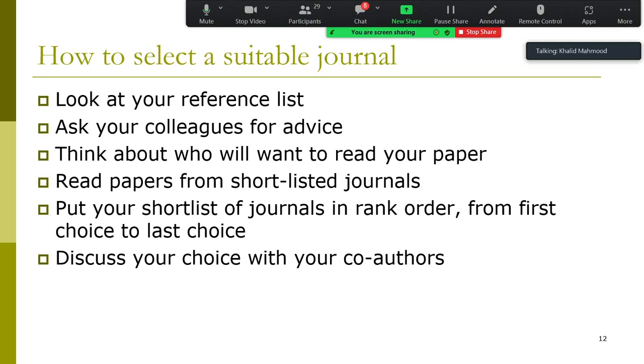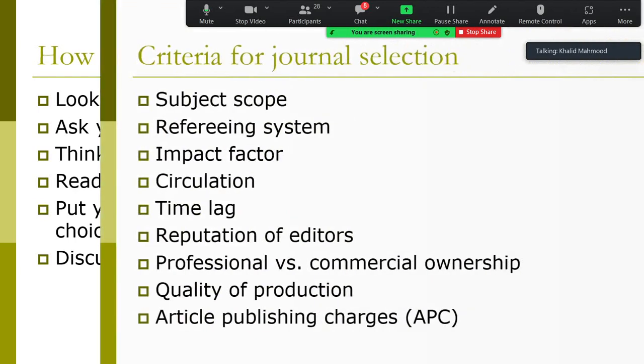So you can put your shortlist of journals in rank order from first choice to last choice. Normally we make this rank order list from the highest impact factor to the lowest impact factor, and discuss your choice of journals with your co-authors. In this way you can select a suitable journal for your article.